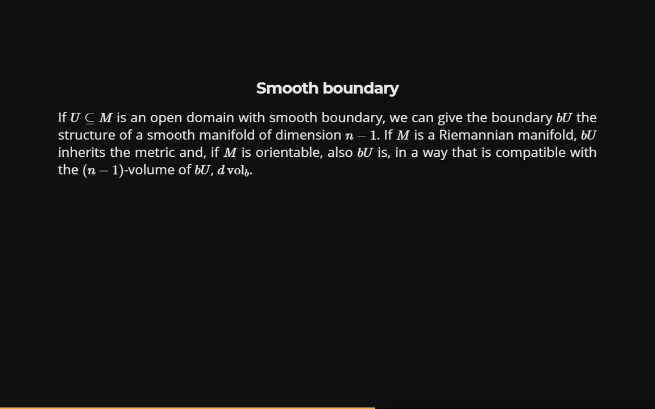Now, if we have an open domain with a smooth boundary, the boundary is a smooth hypersurface inside M. So we can give this boundary the structure of a smooth embedded n-1 manifold. If the ambient space is Riemannian, we have a Riemannian metric on this submanifold just by restriction. And if M is orientable, then we can orient the boundary in a compatible way. This gives us a volume on the boundary. Obviously, if the volume on M is n-dimensional, the volume on the boundary is n-1 dimensional.